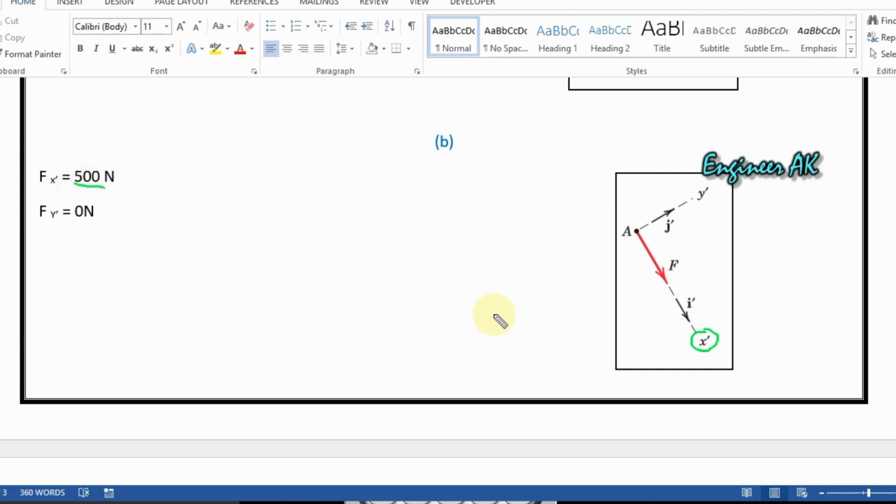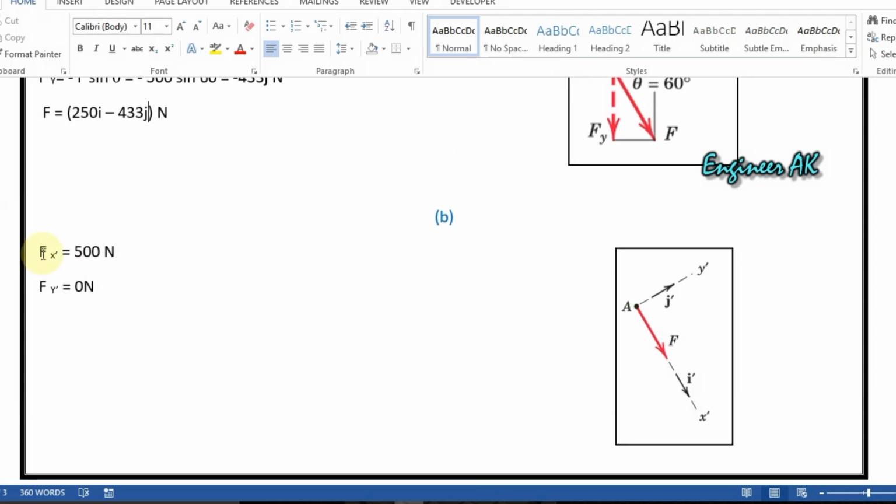And it is the positive, and in this direction it will be the minus x dash, right? And similarly, if this is positive y dash, then in this direction it will be minus y dash, right? And there is no force in the F of y dash direction, so 0 Newton, right? So now we also solve the second part.